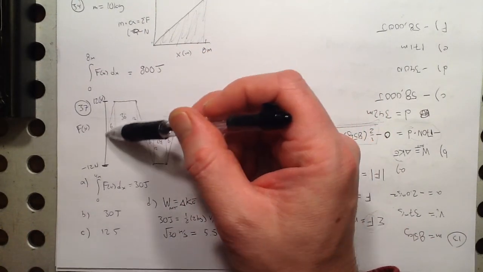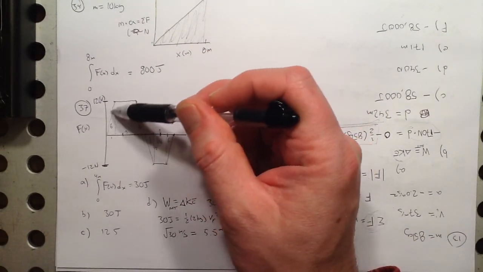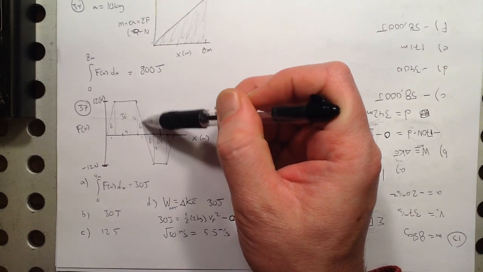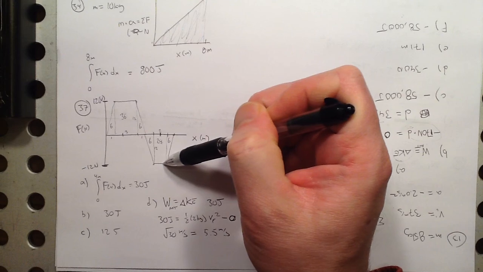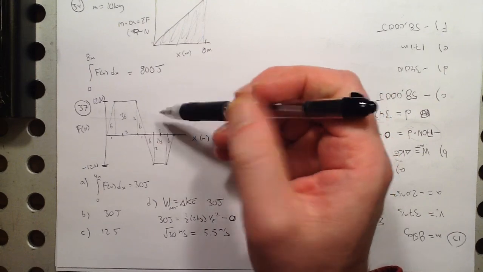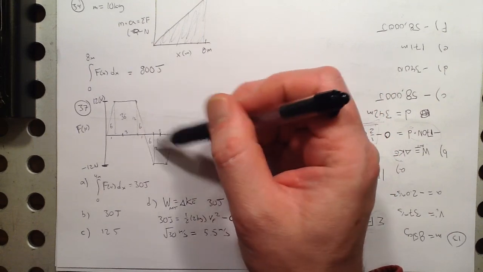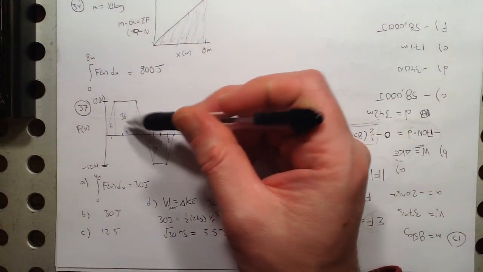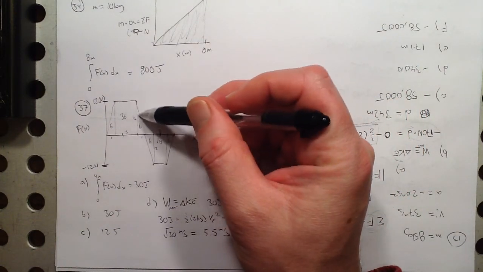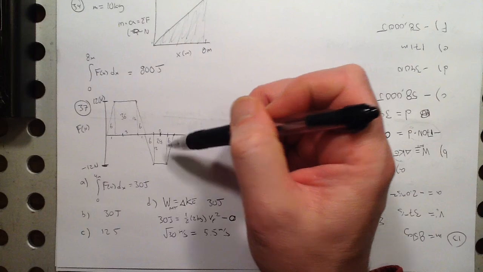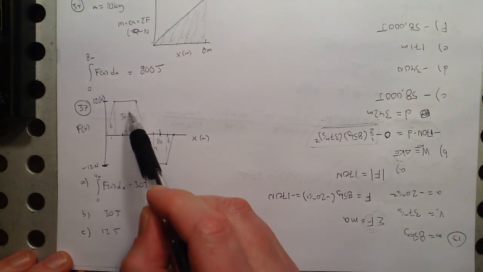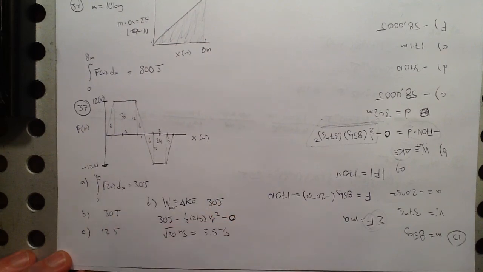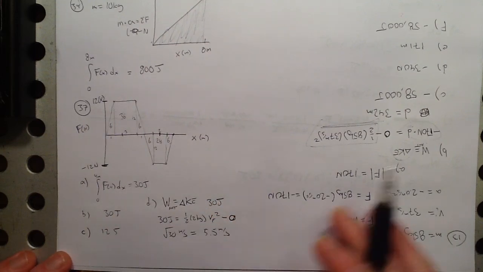You might notice here that this is all positive force, so all through here the object is going to be speeding up, and all through here the object is going to be slowing down. But we never end up with negative work. We don't have enough negative for it to ever actually be negative work. So this thing is going forward the whole time, albeit speeding up and then slowing down.